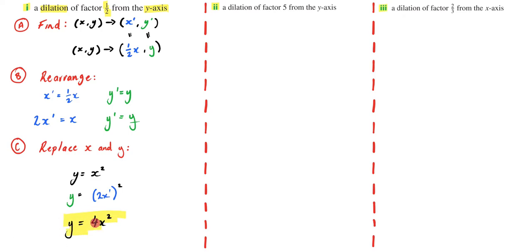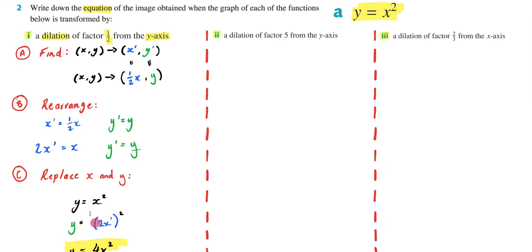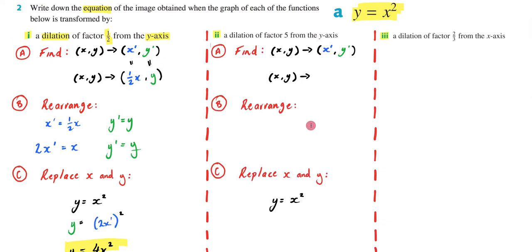Let's now move on to our second transformation. So let me come here, remove this, and here we go. So now we're going to be applying a dilation of a factor of 5 from the y-axis. So again, the exact same logic here. First step is going to be finding our new coordinate. So if I am dilating by a factor of 5 from the y-axis, that's going to affect my x. So I'm going to be timesing my x by 5. And my y will remain the same.